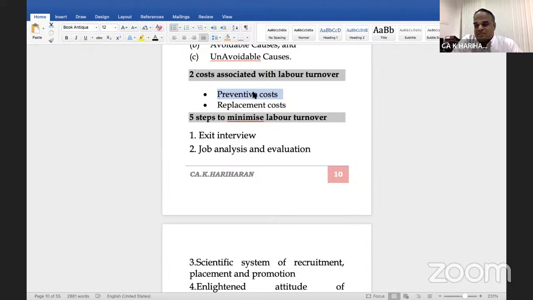Okay, sir. Labor turnover happened. Now we got the clarity. What are all the ways to minimize the labor turnover? Ultimately, to the extent possible, lower labor turnover is preferable. How do I have to minimize the labor turnover? What are all the ways to minimize the labor turnover?